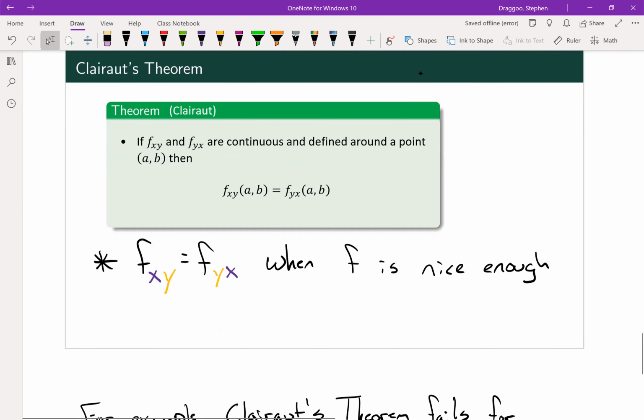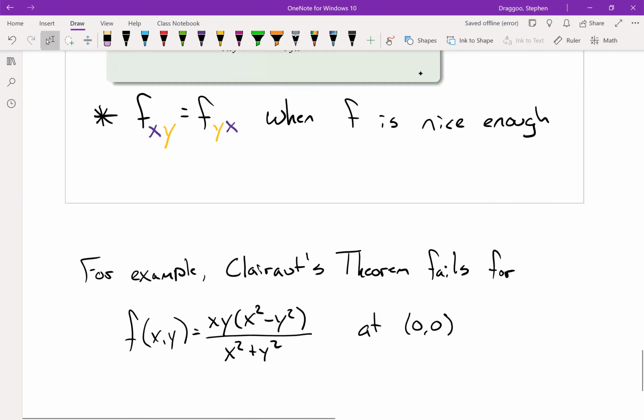But an example of when things don't work out that way would be the function listed here. Something where I've got some kind of a problem at a specific point. In this case, if I plug in the point 0, 0, I'm going to end up getting 0 over 0, which means that our function is not necessarily nice enough there. So Clairaut's theorem probably is going to fail on this function at the point 0, 0. But at any other point, Clairaut's theorem would be just fine.